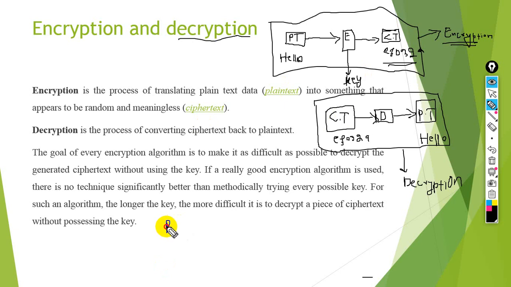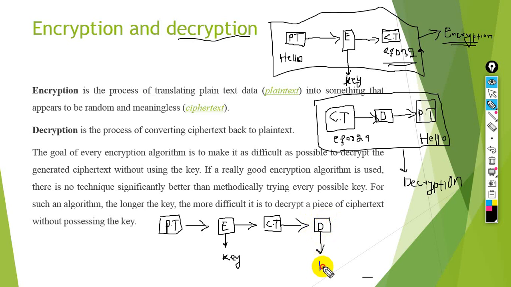Look at this: PT means plain text, and we convert the plain text by using encryption. Here we will have a key, which I will discuss later, and it will convert to ciphertext. Then the ciphertext is decrypted back to plain text, and here we will also use a key, either a private key or a public key, to convert back to plain text.